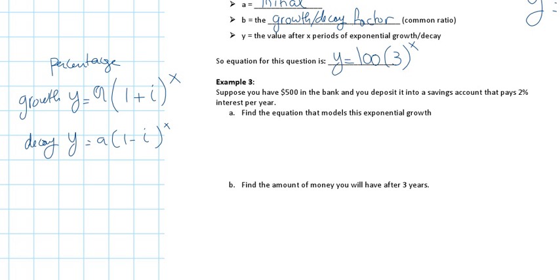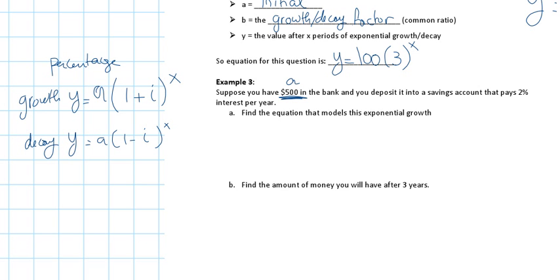Suppose you have $500 in the bank, and you deposit it into a savings account that pays 2% interest per year. Find the equation that models this exponential growth. What's the $500? That is your initial value, how much money you have right now. That represents your a. Is your money going to increase or decrease? It's going to increase.